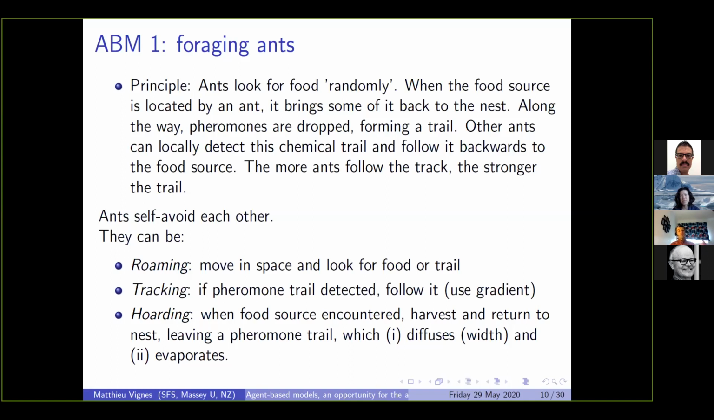And the more ants are on the track, the stronger the trail. So what happens is that these pheromones diffuse so that the ants in the vicinity of the trail can detect it, but it also evaporates. So that's the two controls I have.